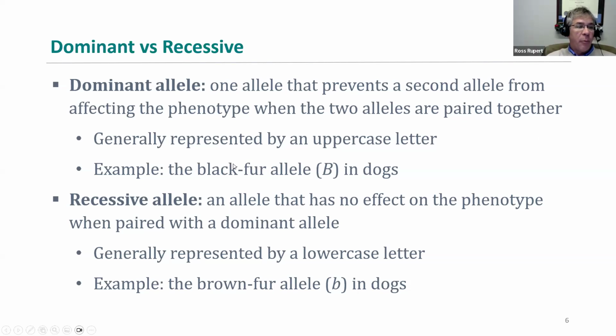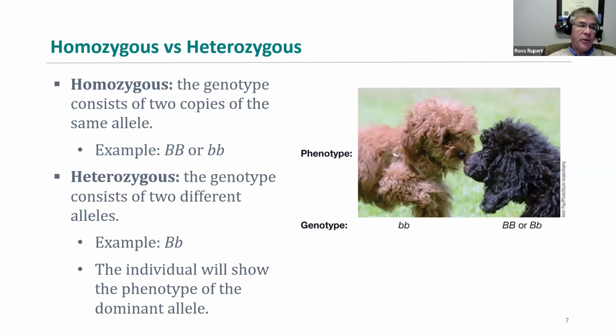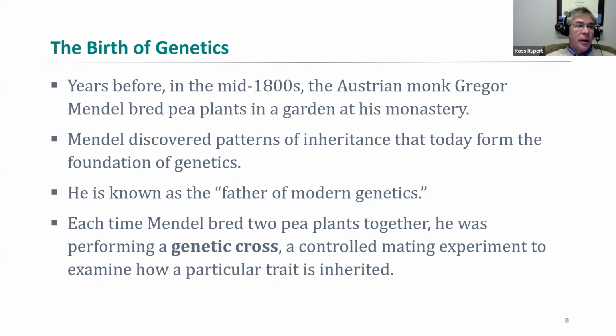So, for example, if the black fur allele, which is that version of the gene, is dominant, you use a capital B for that black fur. So that means the brown fur would be a lowercase b. That's not a good example because they're both beginning with B. For example, let's do eye color. Brown eyes dominant to green. The letter you would use would be the B, not the G. Homozygous means you have the same, either both big B's or both little b's, and heterozygous means you have one of each. Mendel is the father of genetics.